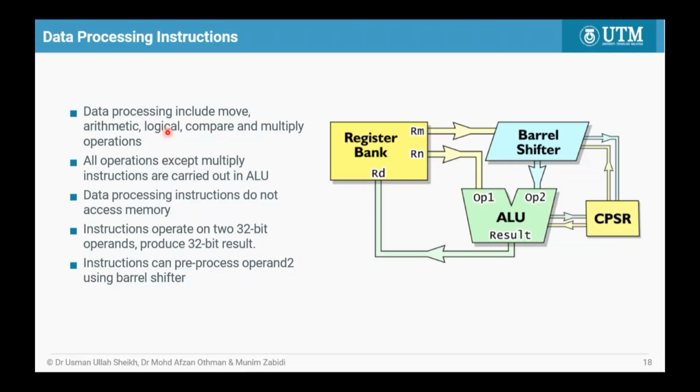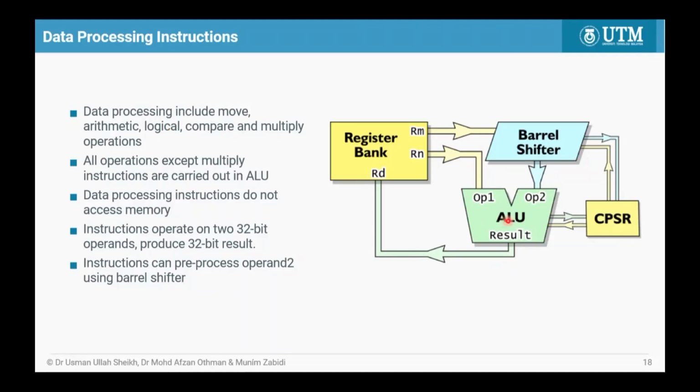So all operations except the multiply instruction are carried out in the ALU. By looking at this figure here, you have a register bank, and then you have your ALU. All of the data processing will be done inside the ALU except the multiply.